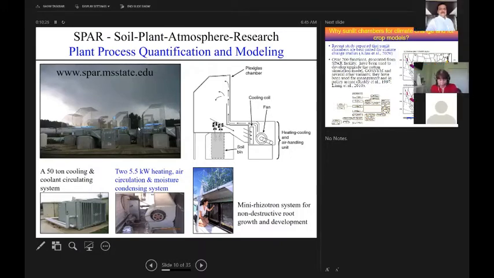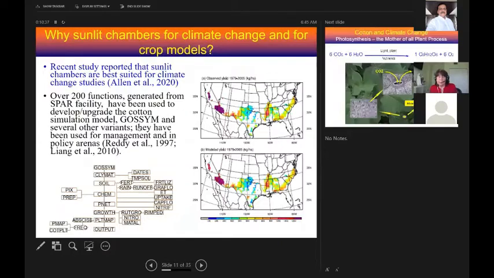So they wanted to have plants that are grown in sunlit conditions without any artificial light, so that the results can be portable from these experimental conditions to the field conditions. Why sunlit chambers? One reason is a recent study reported in 2020 by Allen et al. They found that sunlit chambers are the best suited for climate change studies compared to many others. It has more advantages to a certain extent.